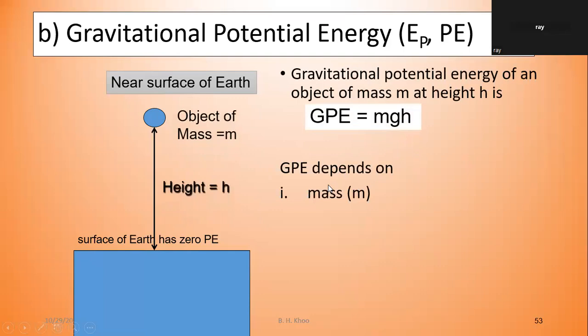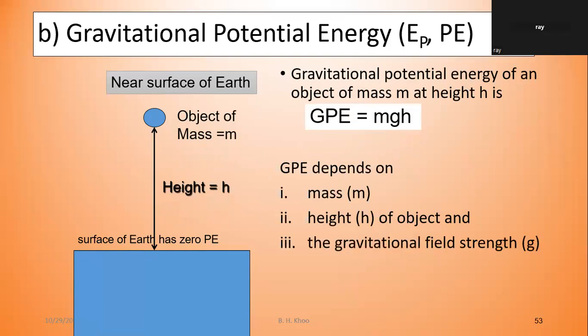So it depends on the mass of the body, height of the object, and gravitational field strength g. Right? So we are interested near the surface of the earth. For A2, we are interested in distances not near the surface of the earth, where our g changes. So here we are interested in g constant.